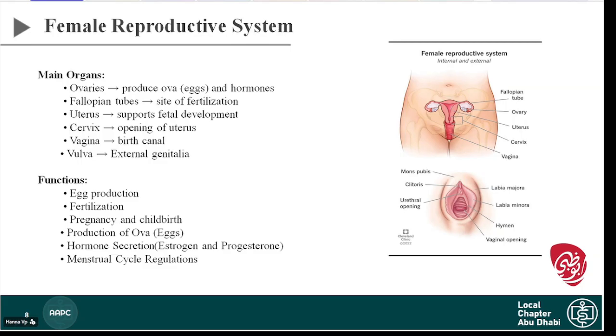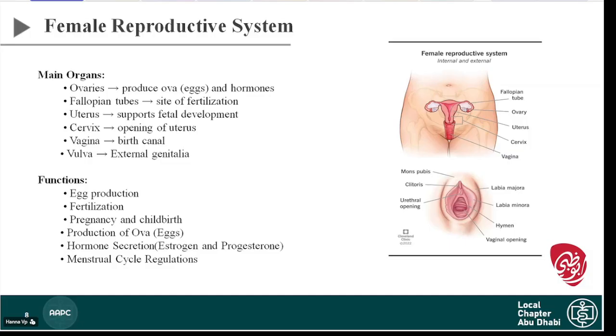The ovary is the main area of the female gamete, which helps to produce the egg, the female ova, and also the female hormones like estrogen, progesterone, etc. So the main functions of the female reproductive system are egg production for fertilization, pregnancy and childbirth, hormone secretion, estrogen and progesterone, and also helping in menstrual cycle regulation. So these are the female reproductive system.